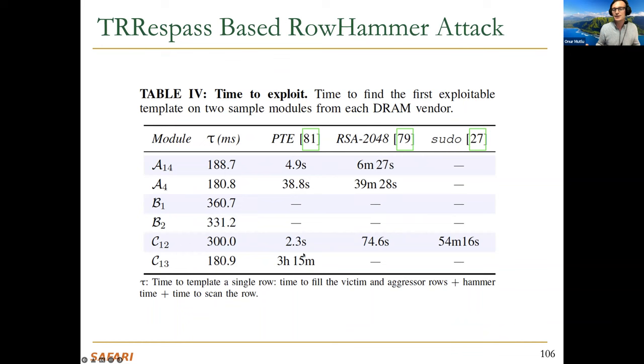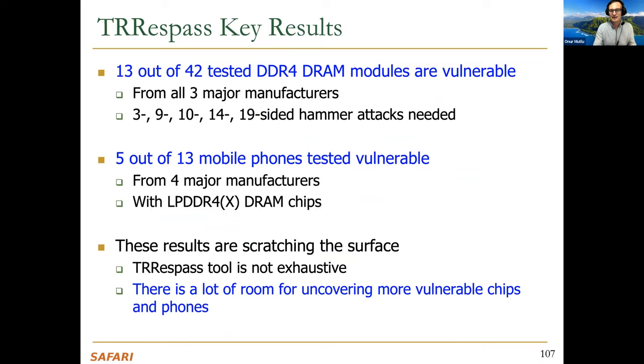And for more, I would recommend taking a look at the paper. But basically, this work shows that DRAM chips that are claimed to be protected are not protected against RowHammer. You can partially reverse engineer these chips and still cause RowHammer bit flips and cause attacks that build on those bit flips. And I believe these results are scratching the surface.